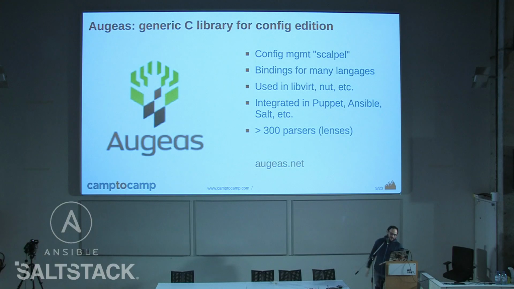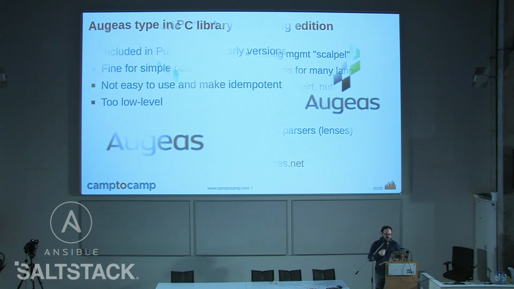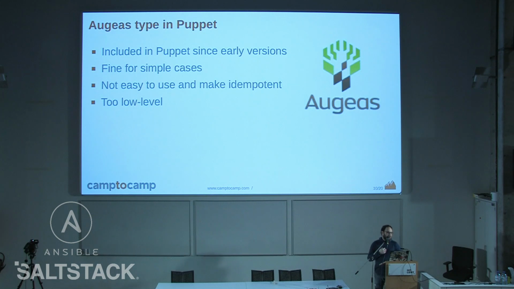Augeas is kind of a scalpel for configuration management where you can edit configuration files, and it's got over 300 parsers that allow to do this with very specific syntax. There's been an Augeas type in Puppet that allows you to use it directly and make changes to your configurations for a very long time. But in a lot of cases, it's not very easy to use, and it's not very easy to make idempotent when you want to make very specific changes.